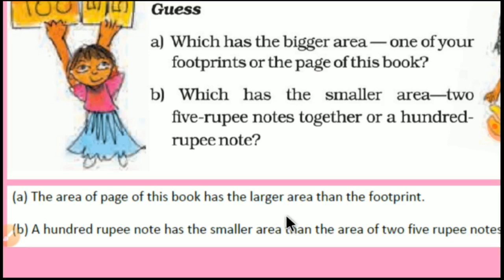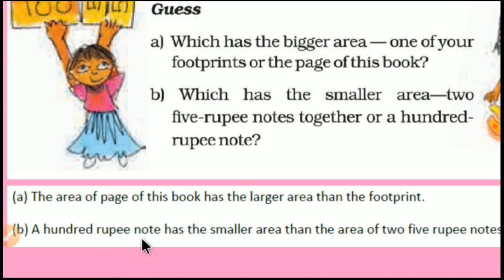ओके, देन द अनदर क्वेश्चन इज विच हैज द स्मॉलर एरिया, 2 5 rupee नोट्स टूगेदर और ए 100 rupee नोट. अब देखिए पहले क्वेश्चन समझिए, किसका स्मॉलर एरिया होगा? पहले तो एरिया ऑफ 2 5 rupee नोट्स टूगेदर. तो हमने 2 5 रुपये की नोट रखनी है और दोनों का जो टूगेदर एरिया होता है, उसका एरिया या तो 100 rupee नोट का एरिया. आप समझ गए होंगे. तो लेट्स आंसर दैट.